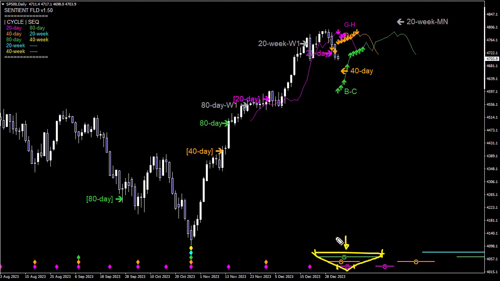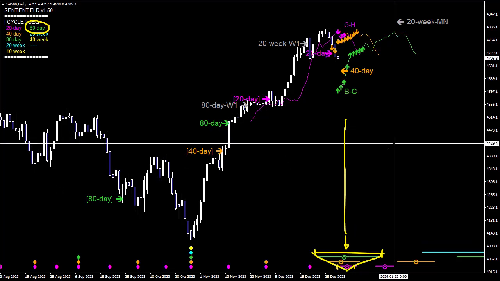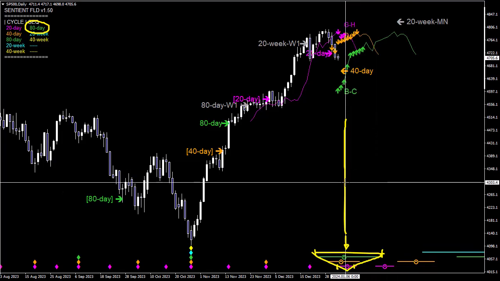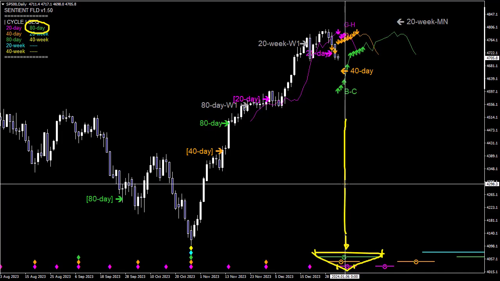In this case, we have a nest of lows with the longest cycle being the green cycle, or the signal cycle. You can see here the green cycle is the 80-day cycle. And so we have a nest of lows indicating that an 80-day cycle trough is expected to form at about this time in the market. If I enable my crosshairs, we can estimate that that 80-day cycle trough is expected to form on about the 6th or 7th of January, so fairly soon.